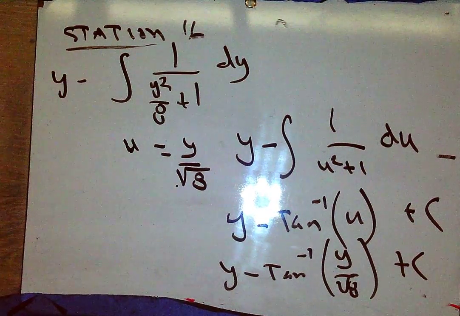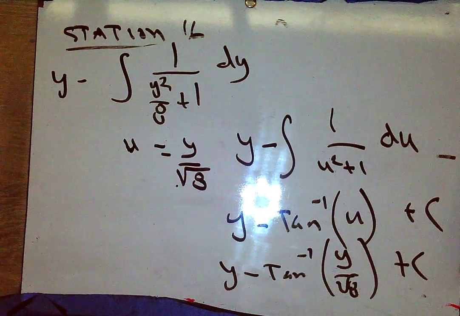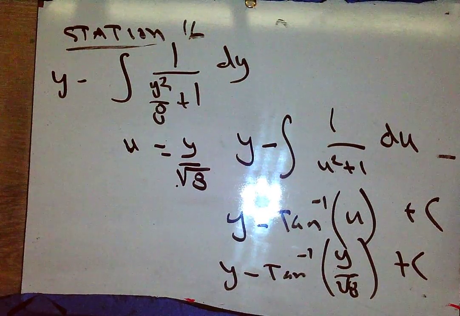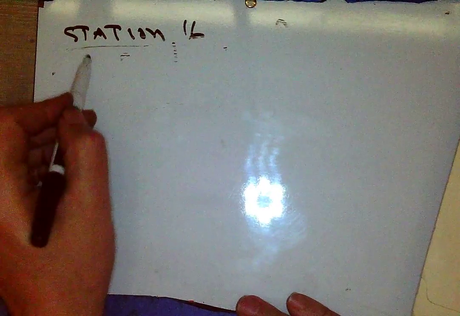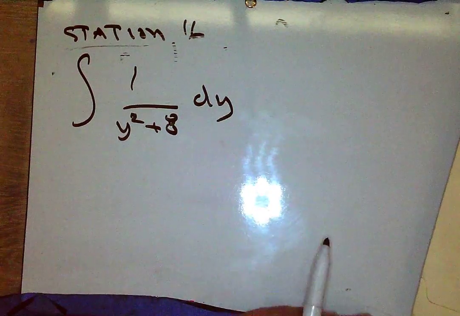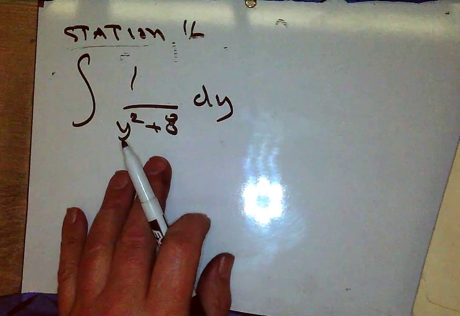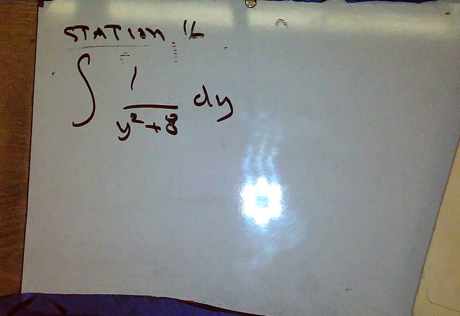Wow, so improper integrals, those are the ones where the degree on top and the degree on the bottom are either the same or the degree on top is bigger. In those cases, I would use long division. So what if I have just 1 over y squared plus 8? Well, we saw part of this in the last problem after we did our long division, and this was going to turn out to be an inverse tangent.